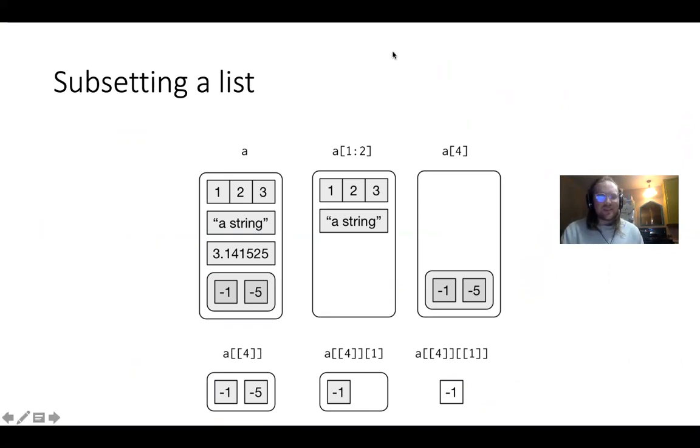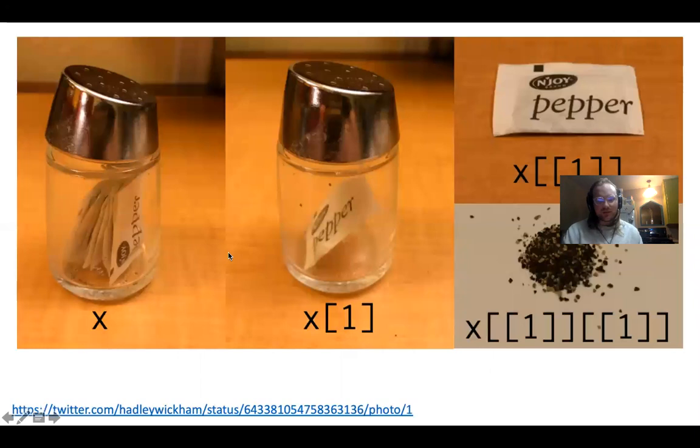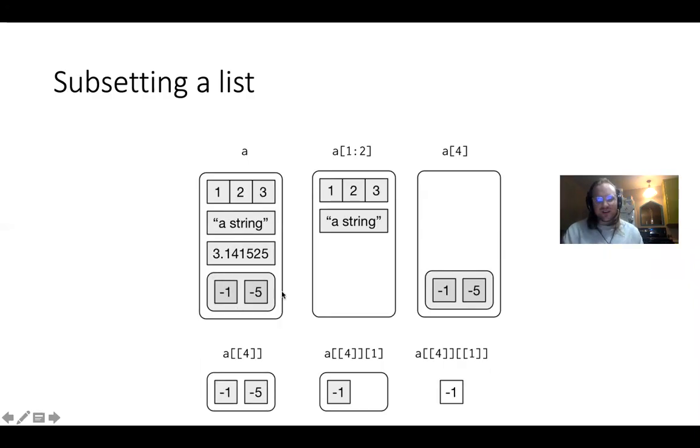Imagine we create this list, where this box is the whole list A. In your first index, you have this vector 1, 2, 3. The second, you have just this character. If there's one element, it's actually referred to as an atomic vector, so it's an atomic vector called just a string. Third, it's an atomic vector of numeric data, pi. And then the last is another string with two other atomic vectors of -1, -5.